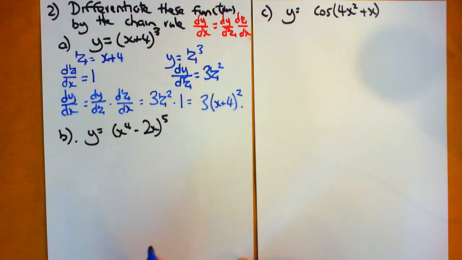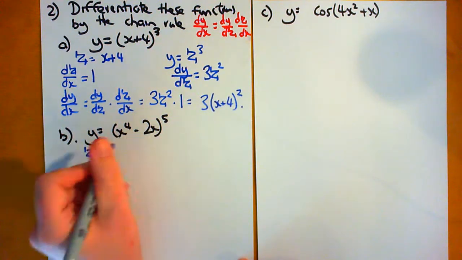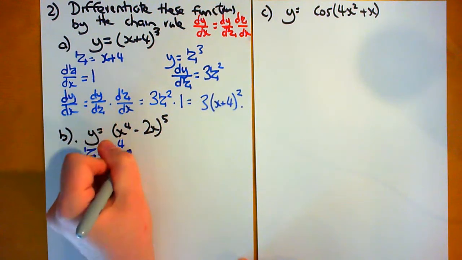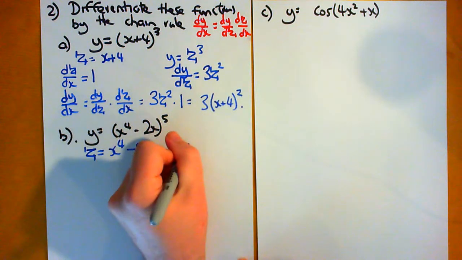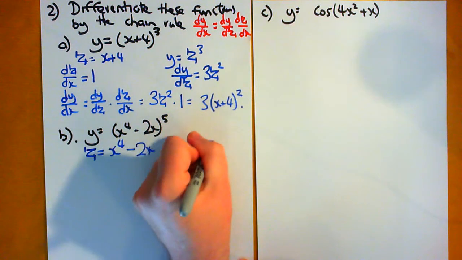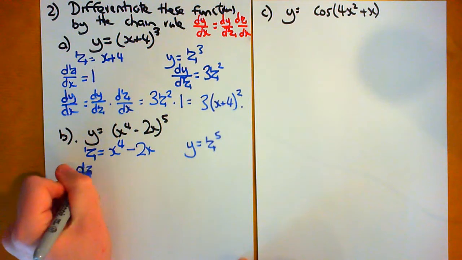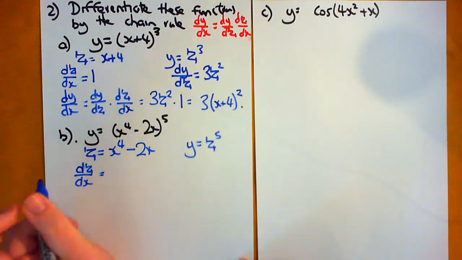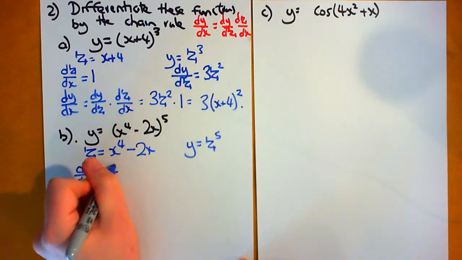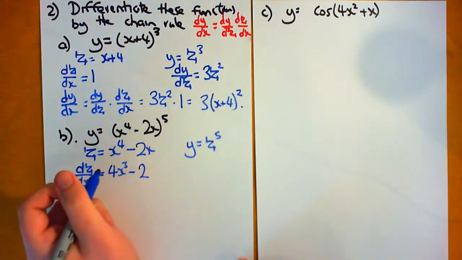Okay, so question B, we've got x to the power of 4 minus 2x, all to the power of 5. So our z here is going to be the bracket, which is x to the power of 4 minus 2x, and making that all z leaves you with y equals z to the power of 5. Okay, so we can now differentiate both. Differentiating z with respect to x gives us x to the power of 4 differentiates to 4x to the power of 3. 2x differentiates to 2.